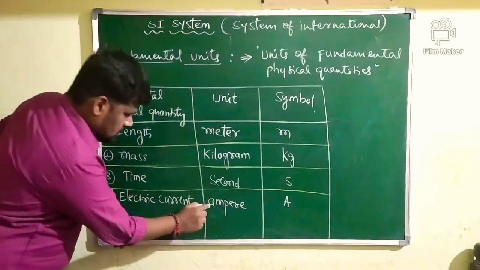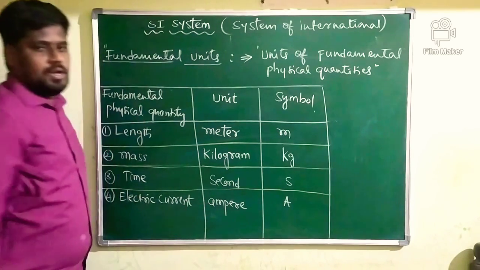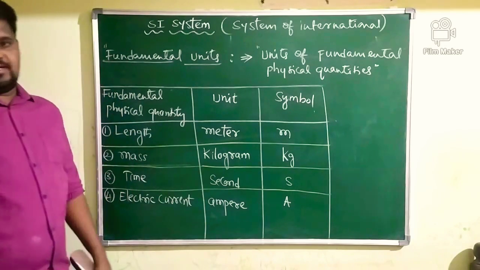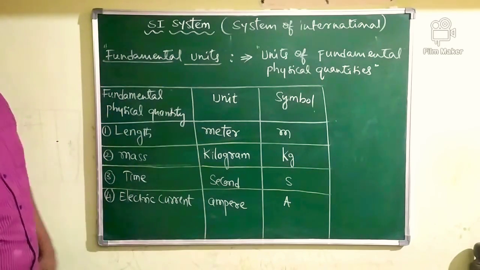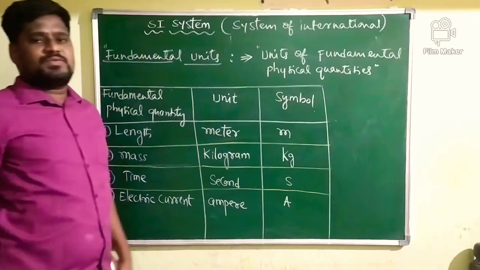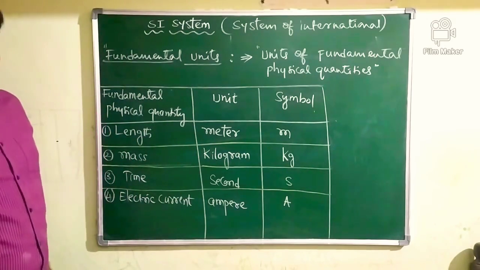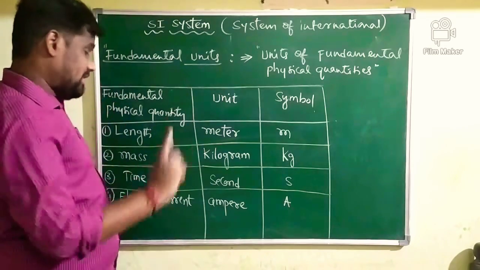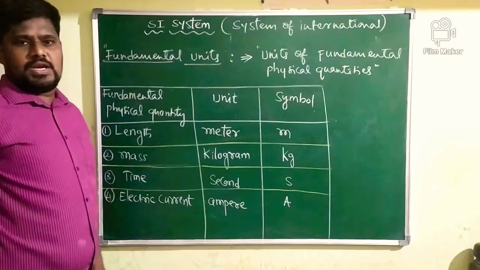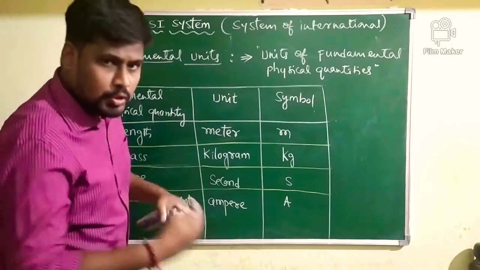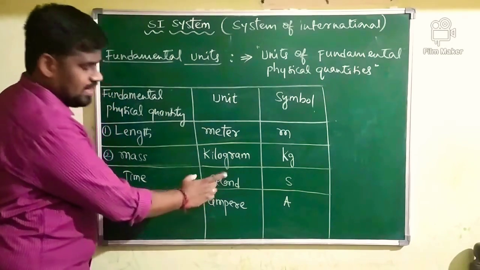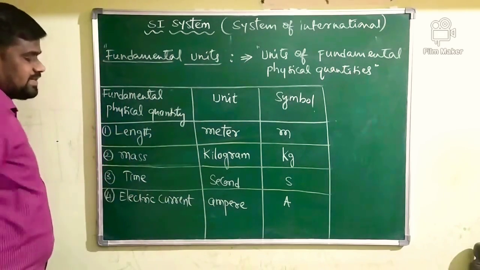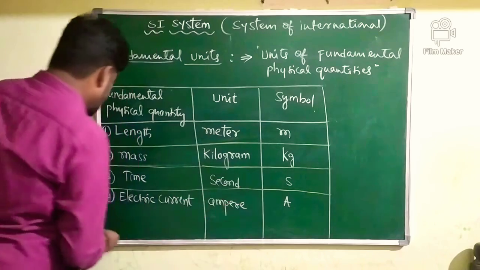Concentrate here. A should be small. Ampere, of course, is the name of a scientist. According to English, a name of a person must start from what? First letter capital. But if we use the name of a scientist as a unit of any physical quantity, what is the rule? The first letter should be a small letter. Electric current, its SI unit is ampere, symbol is A.